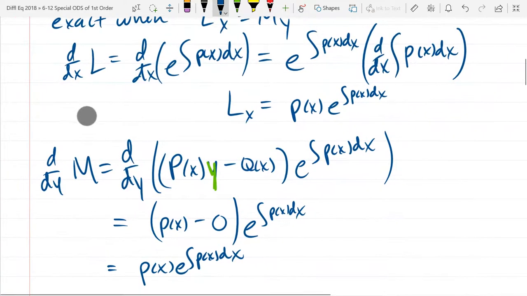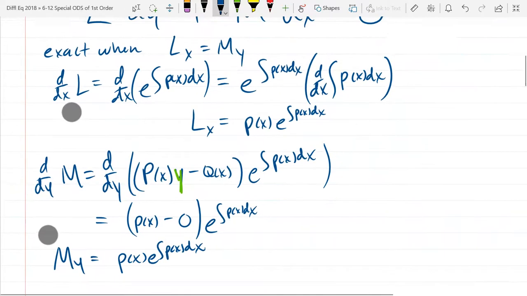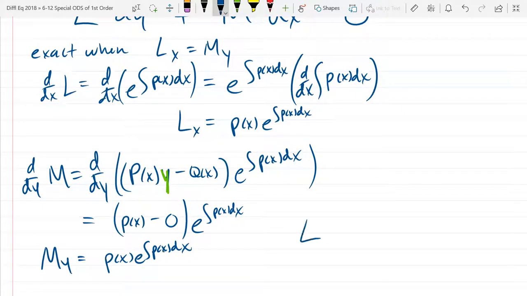All right, what can we conclude? It's exact. Not obvious before. I didn't see that it was exact, but we just checked it all, and it is exact. So L sub x equals M sub y. So we have exactness.